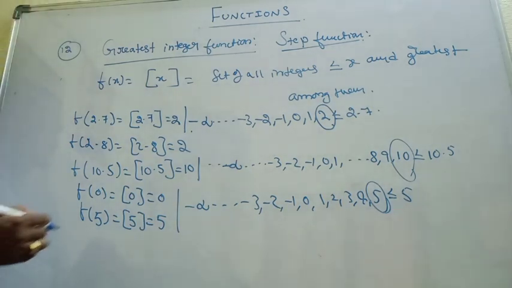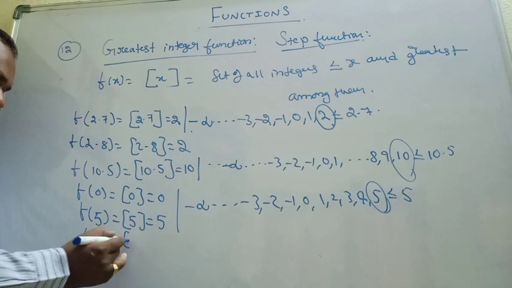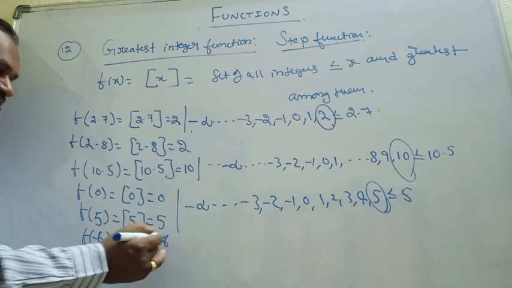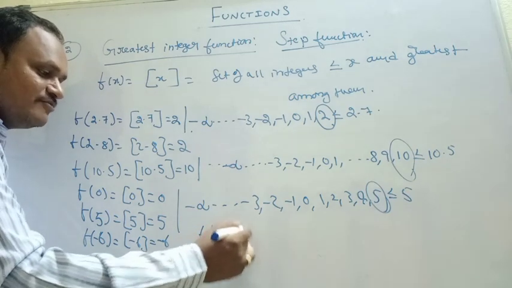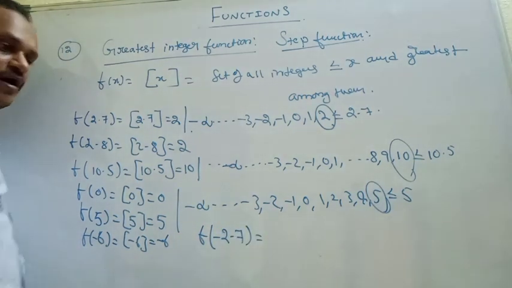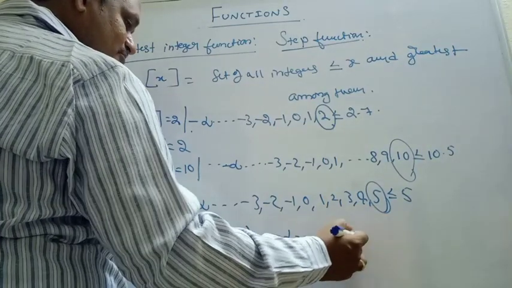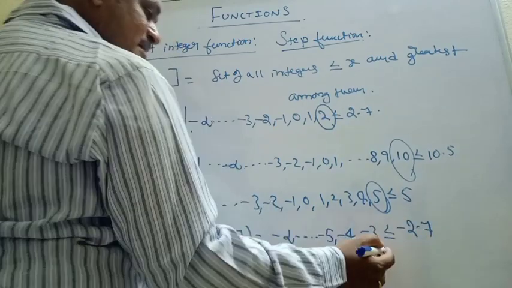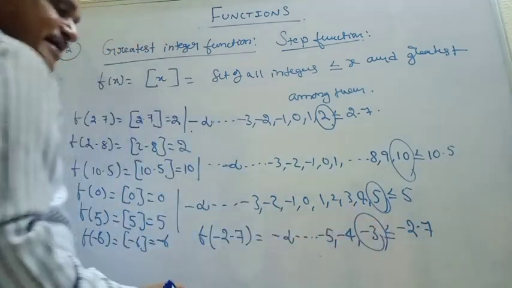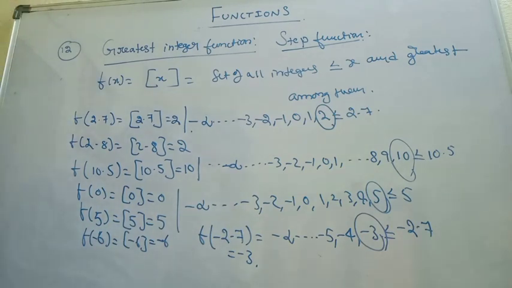In the same way, if you have f(minus 6), that is minus 6. And suppose f(minus 2.7), what will it be? All integers lesser than or equal to minus 2.7: minus 5, minus 4, minus 3. And the value is nothing but minus 3. So we have got minus 3, right?